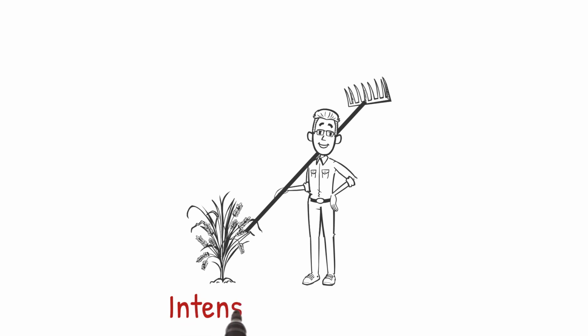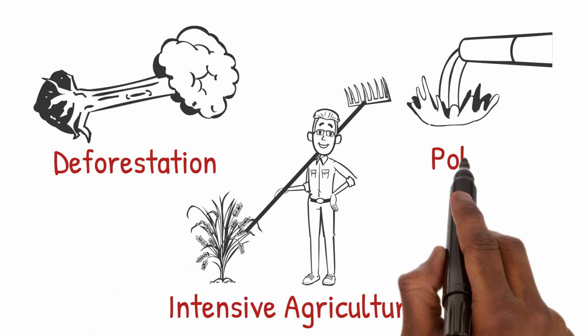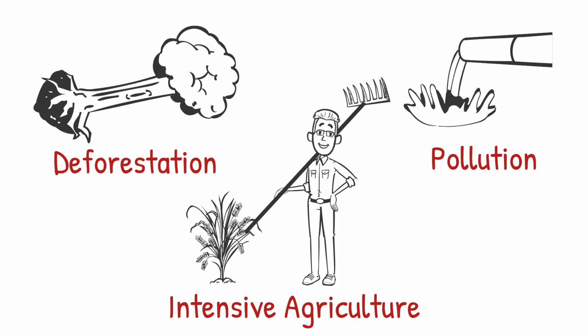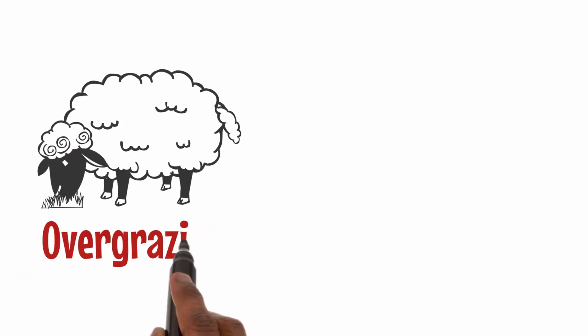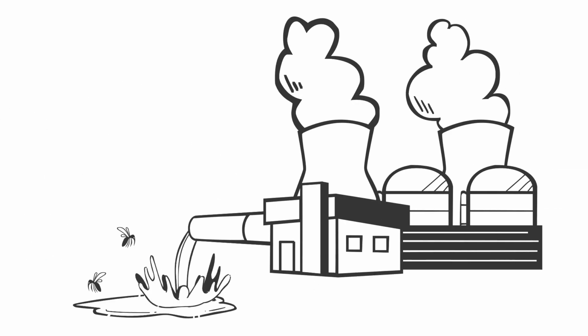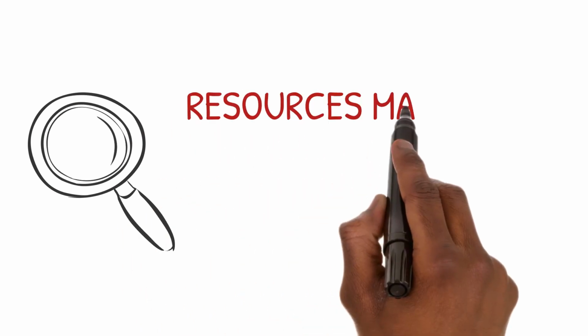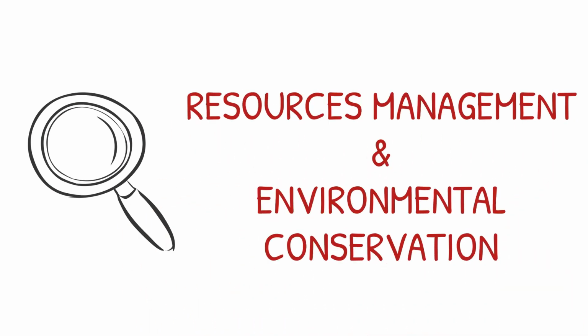Human activities like intensive agriculture, deforestation, and pollution have profound impacts on these resources. Overgrazing affects plant communities, while industrial waste deteriorates water quality. Recognizing these impacts is the first step towards responsible resource management and environmental conservation.